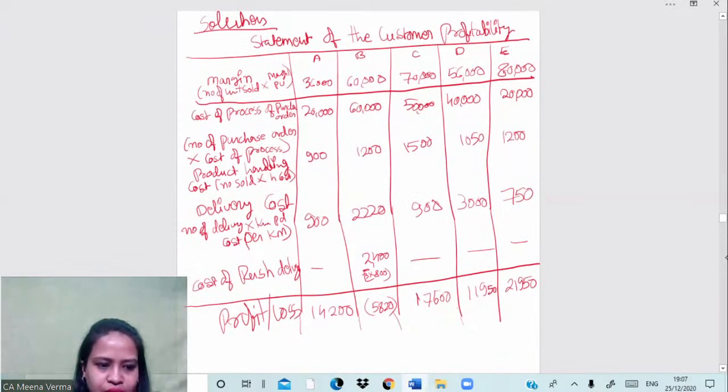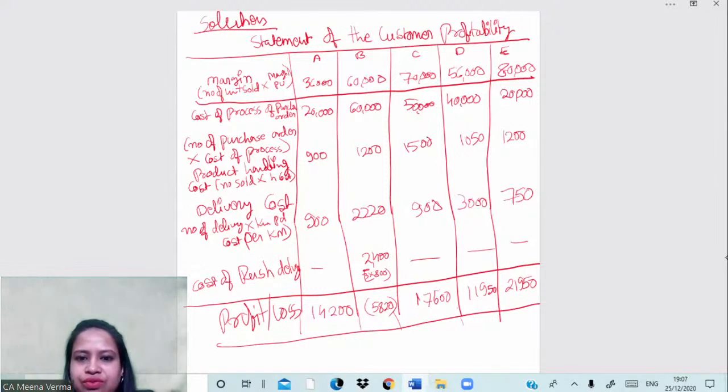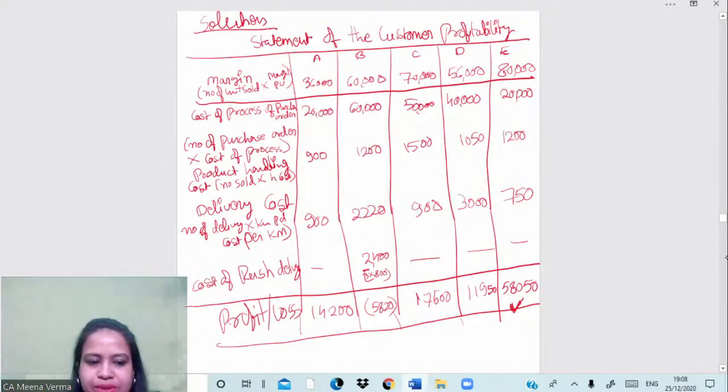Now, check the place where you have the maximum profitability. If I analyze this information, I can see that I have the maximum profit at this place. I think the value is wrong at this place. This is 58,050. You can see here the profit is maximum at this place, while we have a loss at this place.